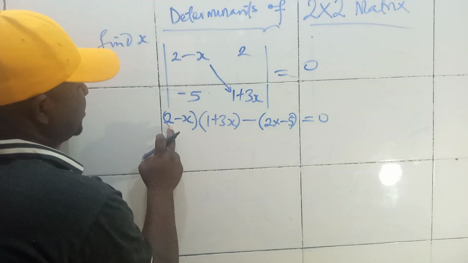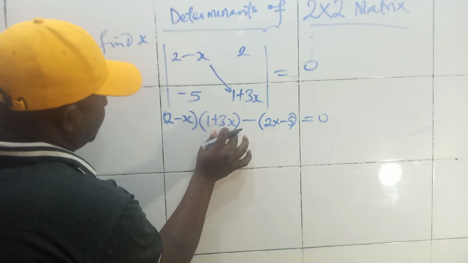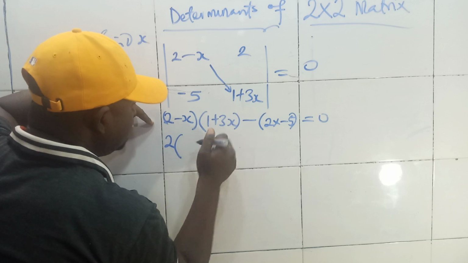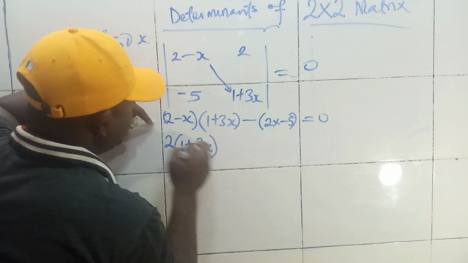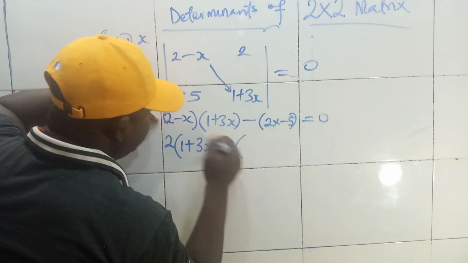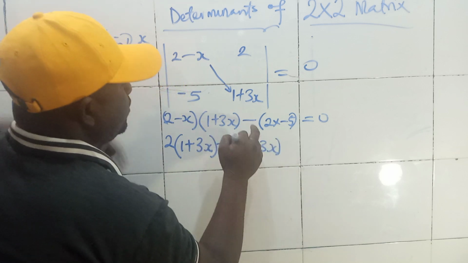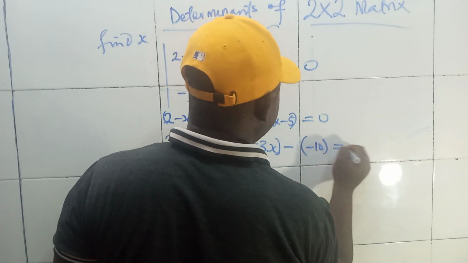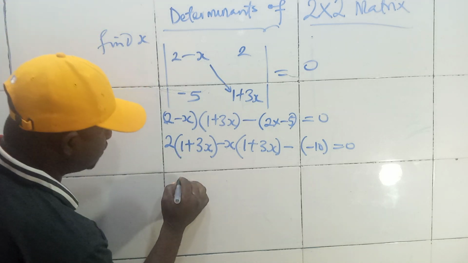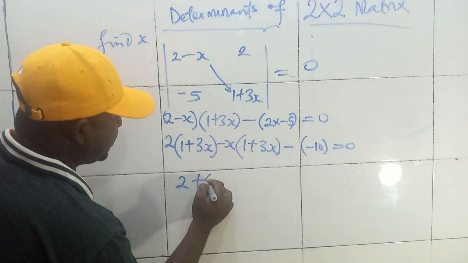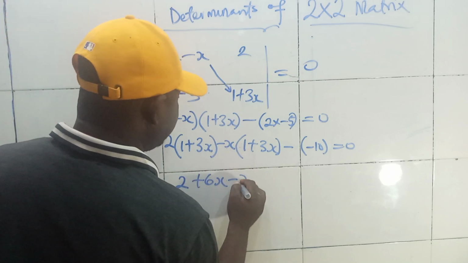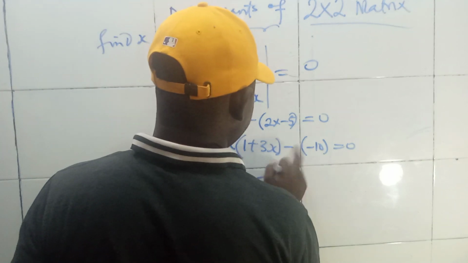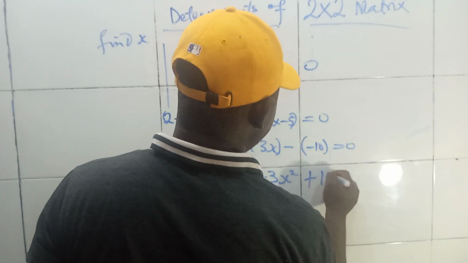So let's expand. You take this one to open this bracket. You take this one to open this bracket. So if I take this 2, it will now be 2 into bracket 1 plus 3x, then minus x into the same bracket again, 1 plus 3x, then minus 2 times minus 5, that is into bracket minus 10, is equal to 0. So let's expand. 2 times 1, 2, plus 6x, this is minus x, minus 3x squared. Then this, minus times minus, that's plus 10 is equal to 0.